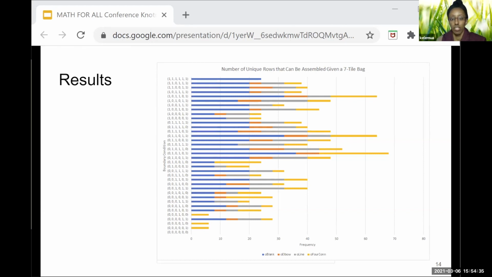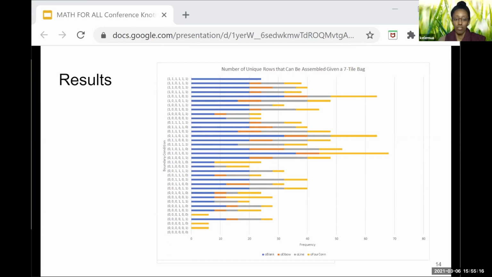And you can see in this plot that the x-axis is the number of unique rows and the y-axis is the boundary conditions. This isn't the full list of boundary conditions, but because of symmetry, I've only displayed one boundary condition from each symmetric pair. So since I'm displaying 1, 1, 1, 0, 0, 0, I won't display 0, 0, 0, 1, 1, 1. And by unique, I mean that it's visibly unique to the player, so tiles from the same equivalence classes aren't considered unique.